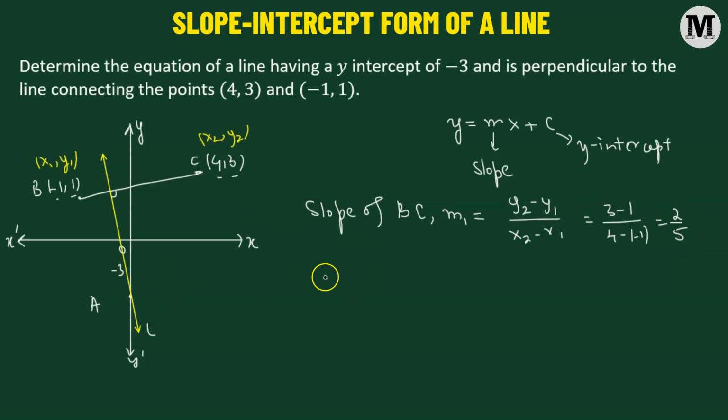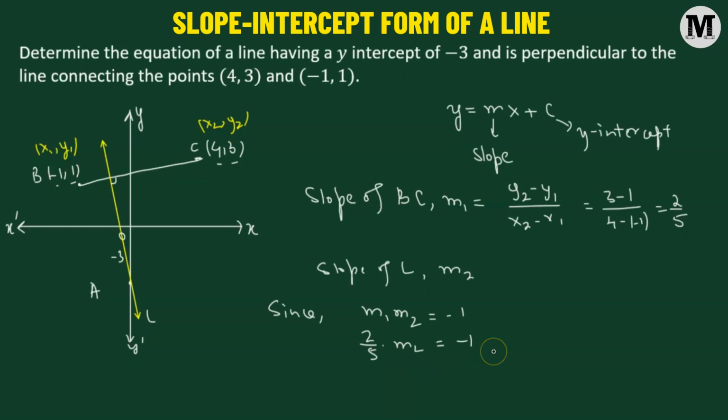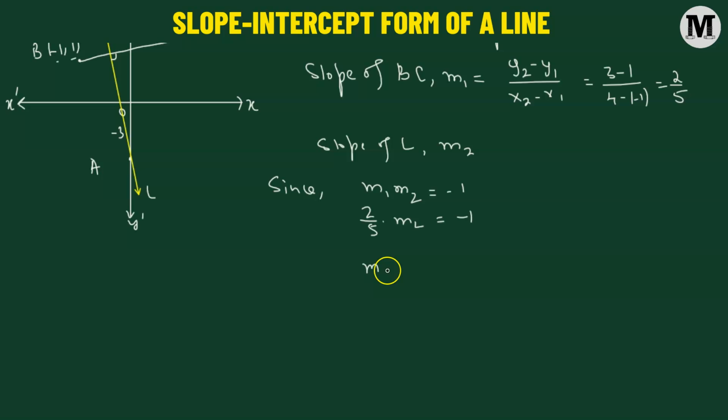Now let's consider that the slope of line L is M2. We know for a fact that if two lines are perpendicular to each other, then the product of the slopes equals -1. So M1, that's 2/5, multiplied by M2 will be -1. So solving for M2, we're going to get M2 = -5/2. So this is going to be the slope of line L.